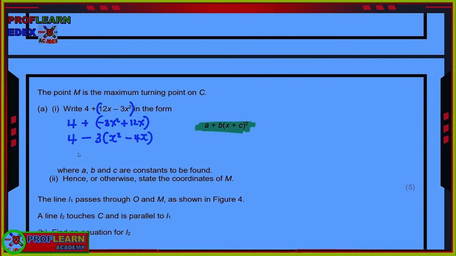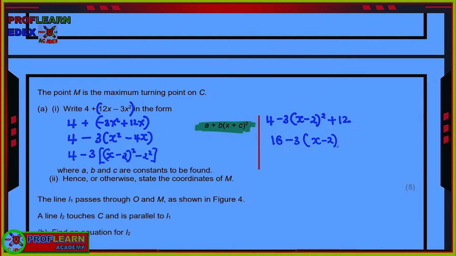So that is it. And then according to the process of completing the square, we are going to introduce the brackets, and we shall take x minus half of this number 4, and then we shall subtract the square of 2 there, and then we can simplify the expression, which shall become plus 12. Then 4 plus 12 gives us 16. Then we shall have minus 3 into (x minus 2) squared. So this is the completed square form of this.